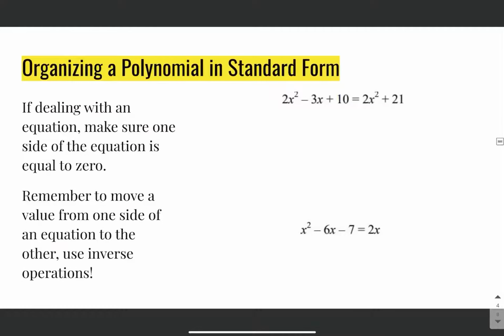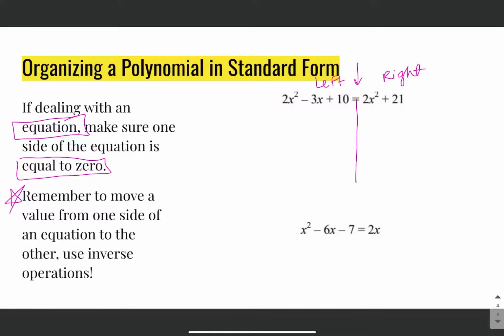All right, now let's take it up a notch. Organizing in standard form, but this time I'm going to have some equations. So with an equation, we have to make sure it's set equal to 0. Now remember, if I'm moving a value from one side of the equation to the other, I need to use inverse operations. So let's take a first look at our first example here. So notice I have my equal sign, and that should help me see the left side and the right side to my equation.